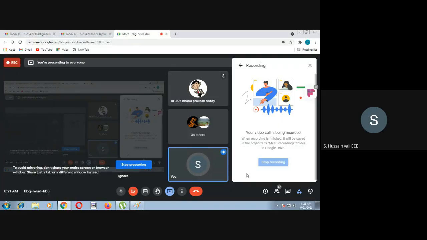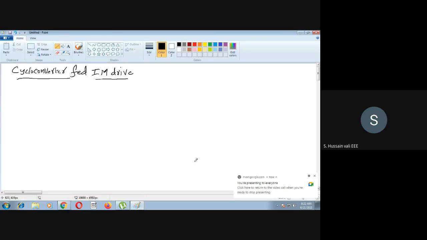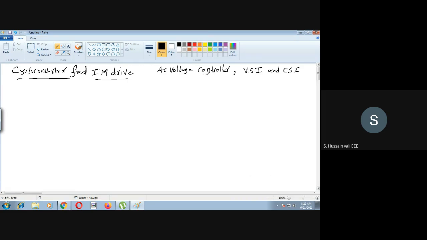Inverter, current source inverter, and AC voltage controller. So you see what we have done as of now is AC voltage controller, then voltage source inverter and current source inverter. These three things we have done yesterday in class itself.